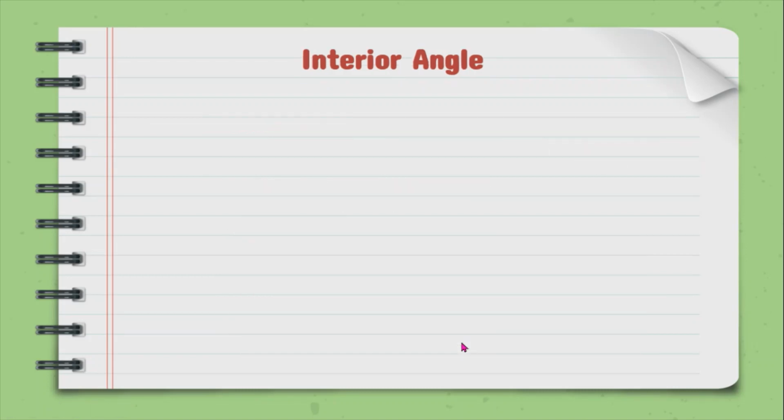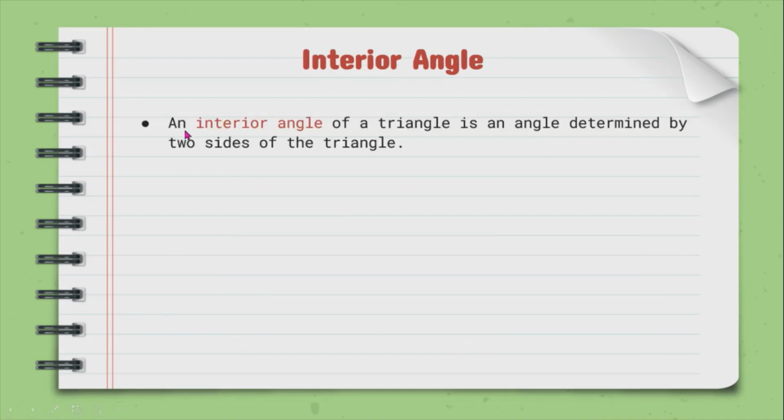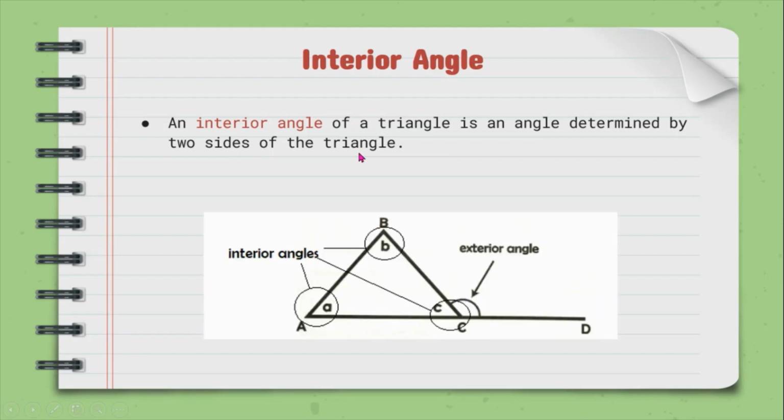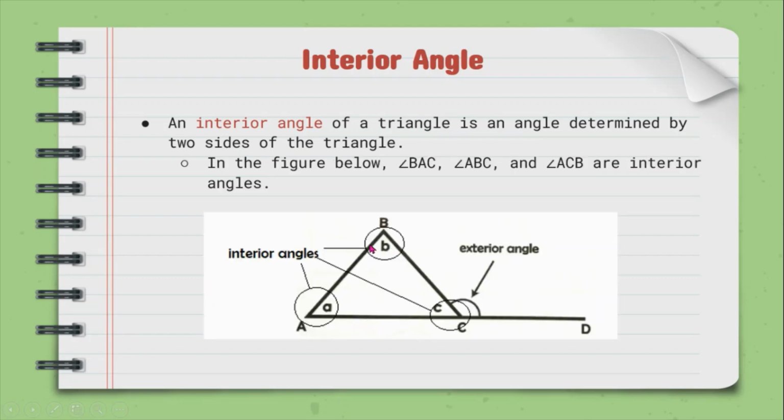Next is the interior angle. An interior angle of a triangle is an angle determined by two sides of the triangle. In the figure below, angle BAC, angle ABC, and angle ACB are interior angles.